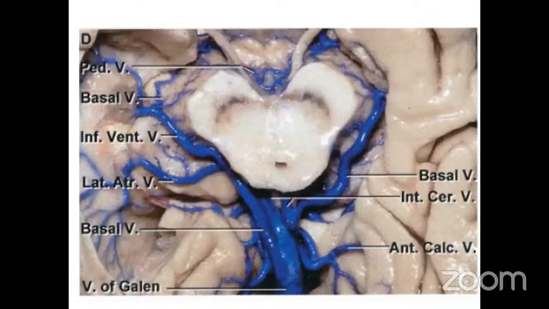In this diagram, the choroid plexus has been removed. This is the peduncular vein, the basal vein, the inferior ventricular vein, the lateral atrial vein that all drain in the basal vein. Both the basal vein and internal cerebral vein join and they form the vein of Galen. From laterally, the anterior calcarine vein drains in the distal part of the internal cerebral vein.